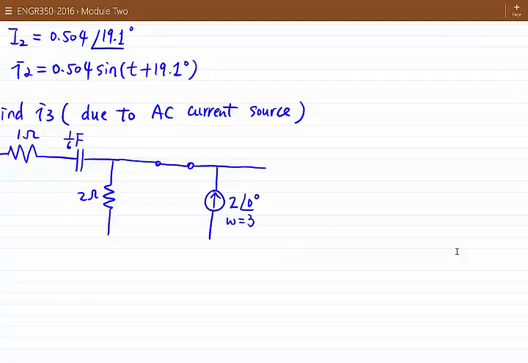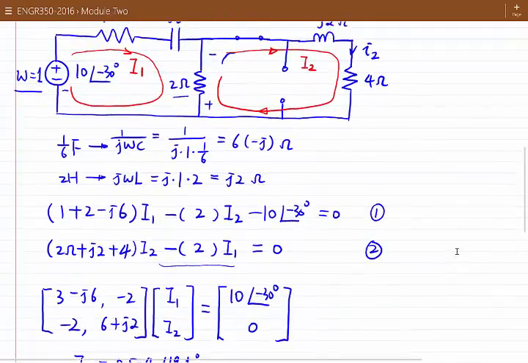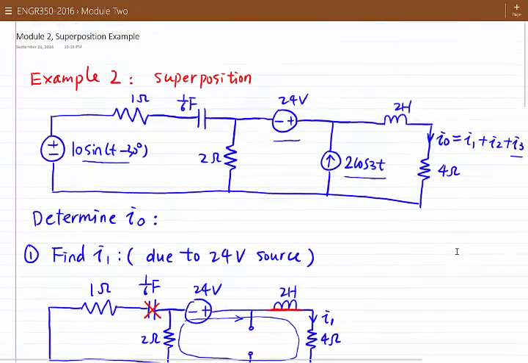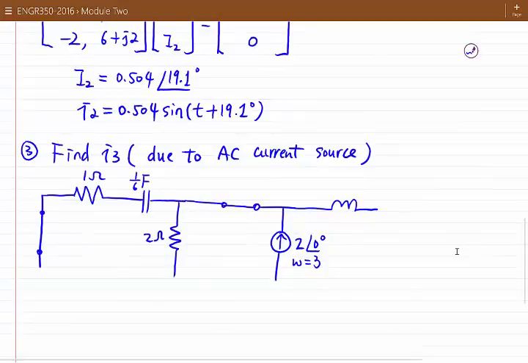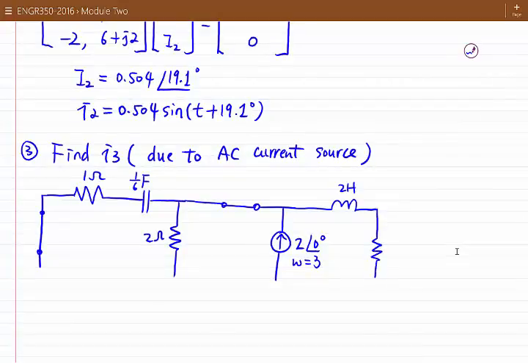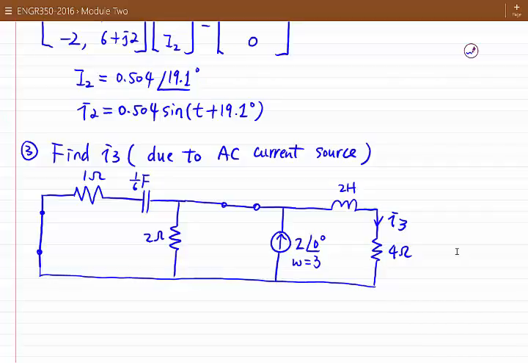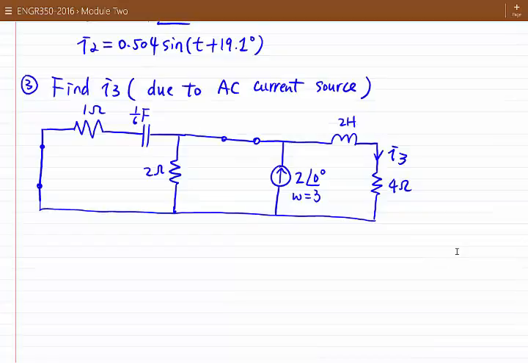So here we have the inductor, so the inductance is 2 Henry. So later on we need to calculate the impedance, but for now let's put 2 Henry here. And we have the resistance here, 4 ohm, and the output current I3 is here due to the AC current source. Okay, so now we have the circuit topology, so we want to calculate I3.